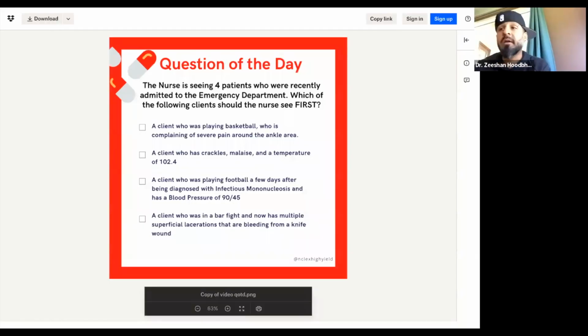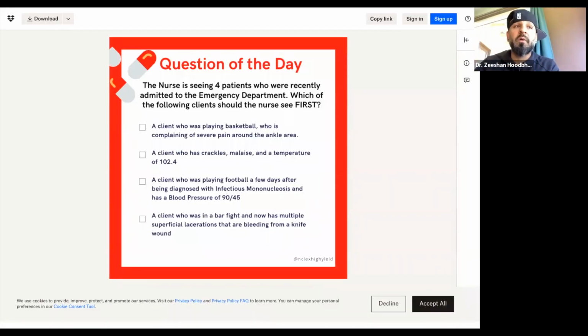And again, I'm going to show you how to think like a test maker because I wrote this question. This is a very, very plausible situation that you may see on the boards. I really want you to pay attention to what I put in here. I didn't make this tricky, okay?